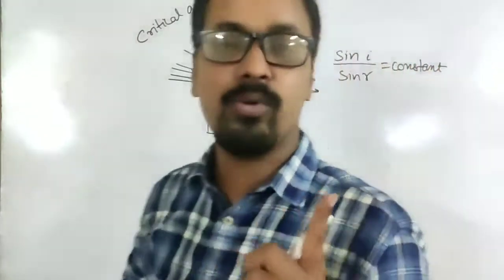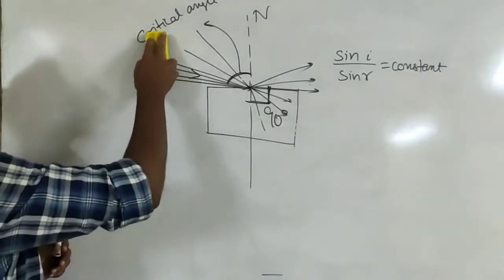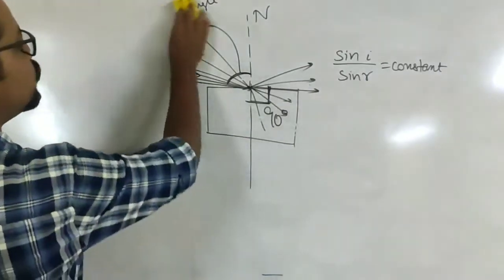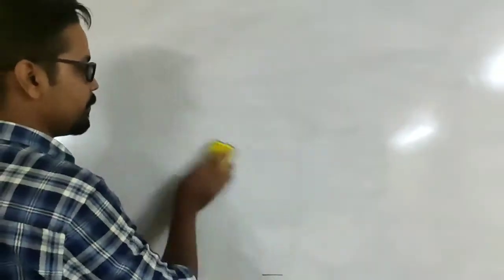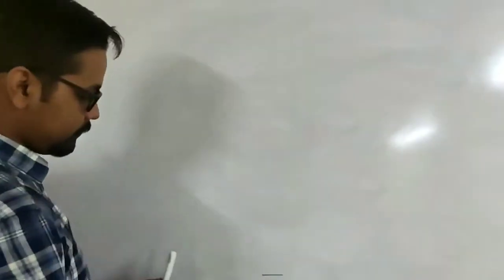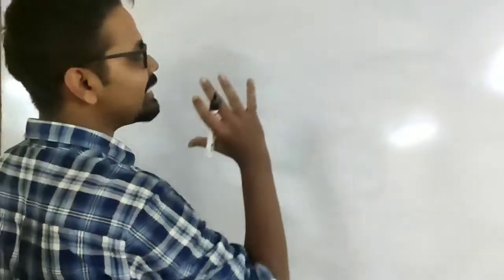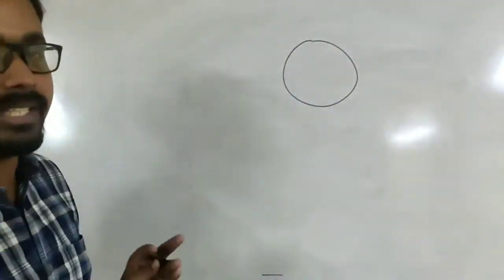Okay, now we move on to how a rainbow is formed. I hope the idea of critical angle and total internal reflection is clear. Now let us see how a rainbow is formed. Let us take one droplet of water, just as an example.